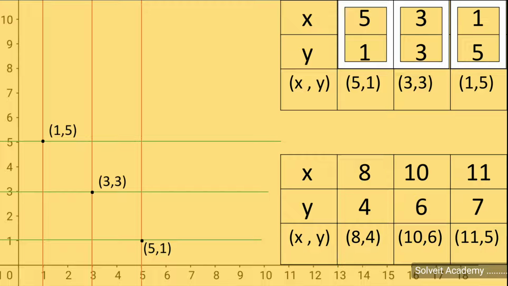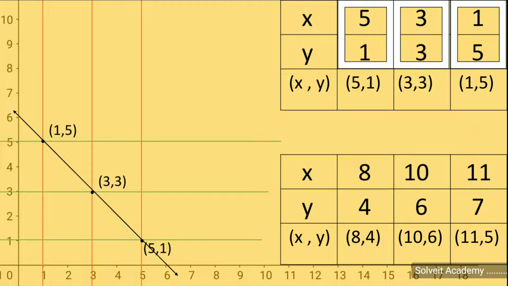Now we have 3 points: 5 comma 1, 3 comma 3 and 1 comma 5. Draw a line which passes through these three points. This line is the geometrical representation of the given table, which we have drawn from the equation x plus y equal to 6. So this line is a geometrical representation of the linear equation x plus y equal to 6. Similarly, we can geometrically represent the linear equation x minus y equal to 4.